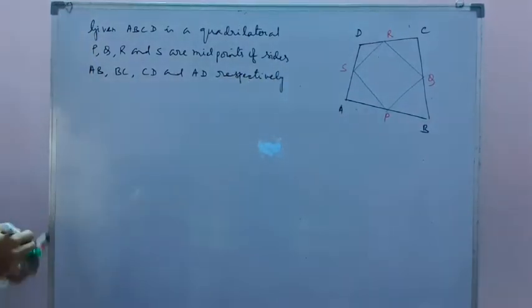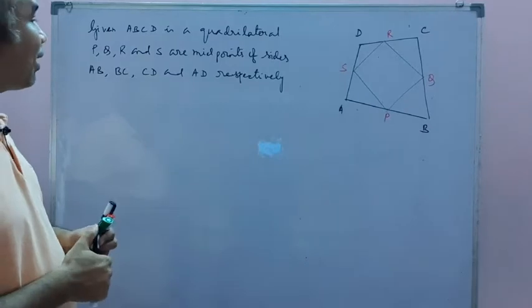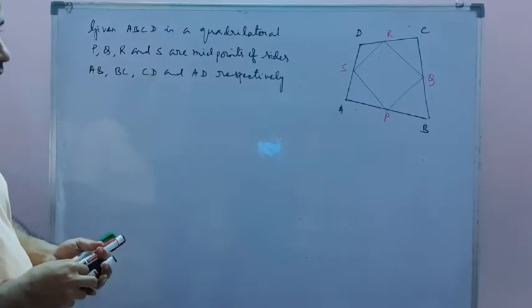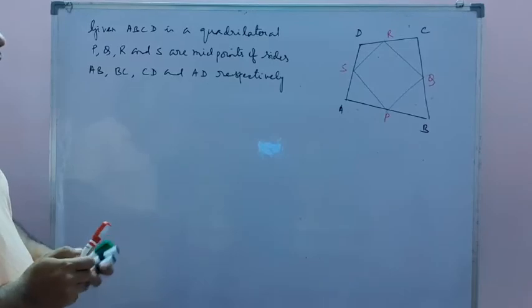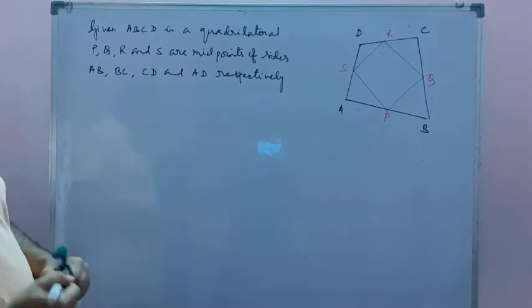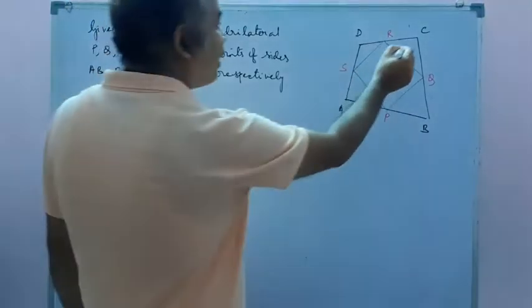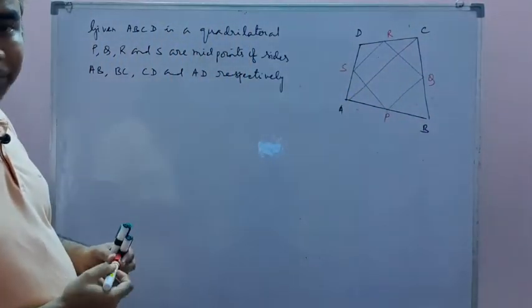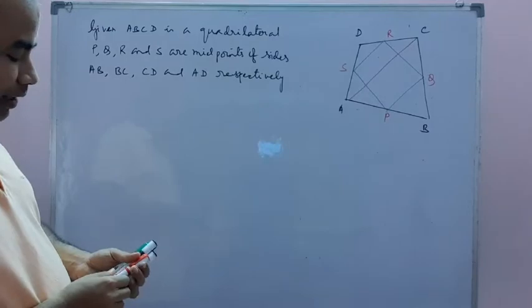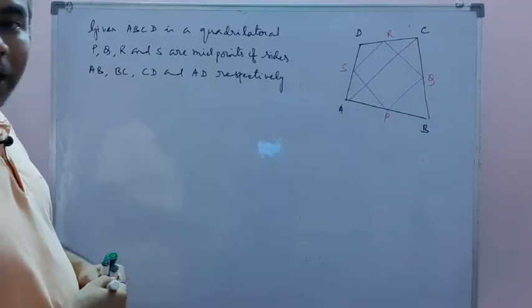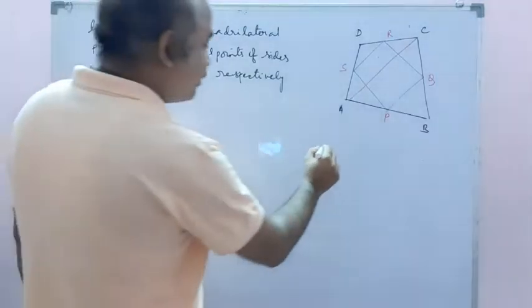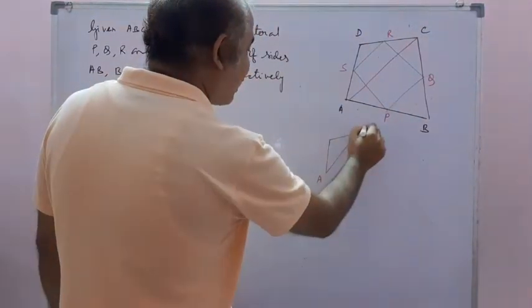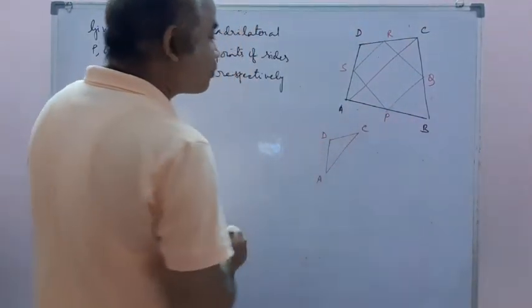Then what can we say about the quadrilateral formed by joining the midpoints P, Q, R, S? What is the type of this quadrilateral? To know that, let me draw one of the two diagonals, AC or BD. Suppose I draw the diagonal AC. As soon as I draw diagonal AC, I can see that two triangles are formed in the diagram.